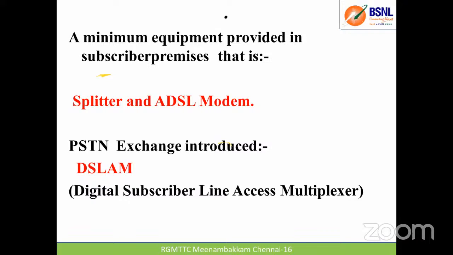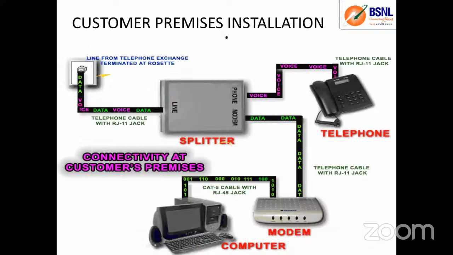The minimum equipment provided in the subscriber premises is a splitter and a DSL modem. The DSLAM is an exchange-side equipment, located in the particular local exchange. Digital subscriber line access multiplexer.